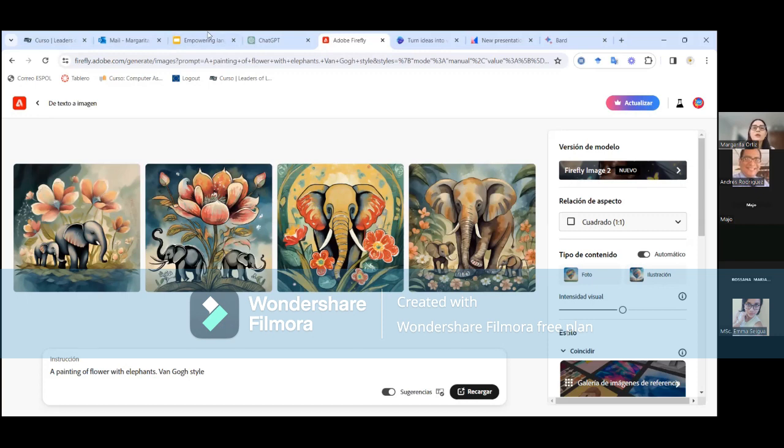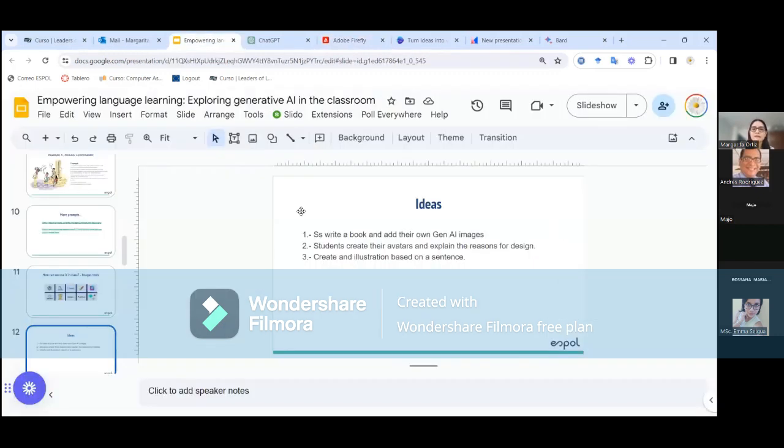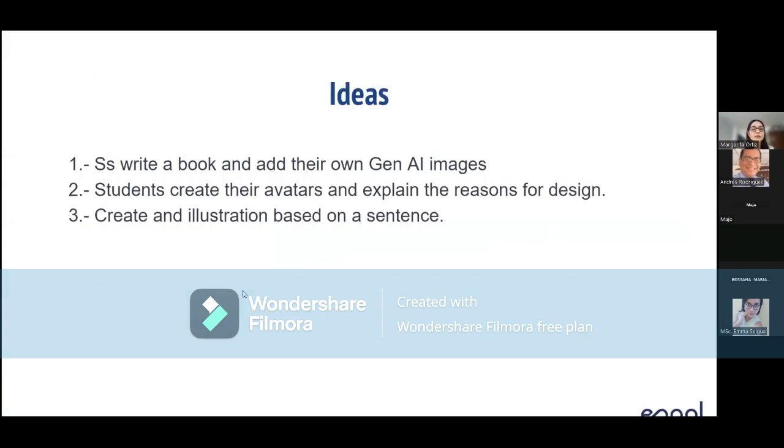Now, how can we use it in class? Okay, I'm going to give you again 3 ideas on how to use these things in class. The first one is, it says, the students write a book and add their own generative AI images. So at either level, it could be A1, A2, B1, B2, they can write sentences about their last vacation, and they can use this type of tools. They can create the picture.